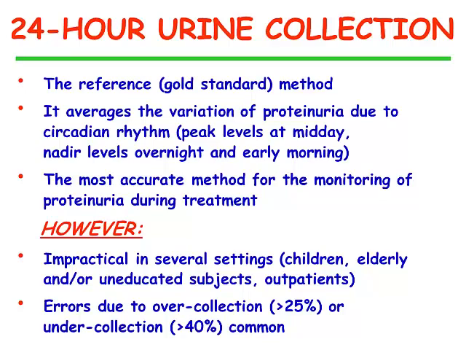We have 24-hour urine collection, which still is the reference gold standard method because it averages the variation of proteinuria due to circadian rhythm, with peak levels at midday and nadir levels overnight and early morning. And it is the most accurate method for the monitoring of proteinuria during treatment.